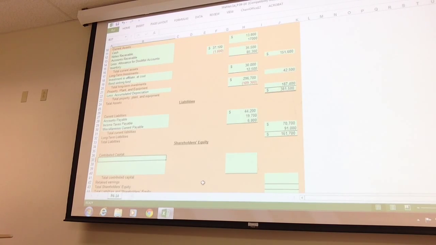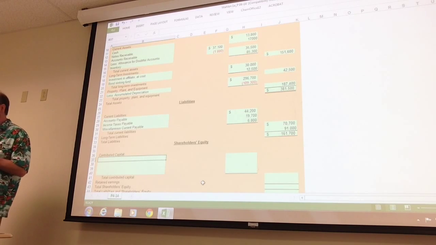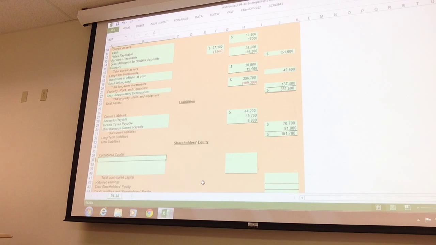So the preferred stock has a $50 par value. 2,000 shares were authorized with 140 shares issued at a price of $55 a share. So they have a total of 640 shares issued at year end. And so that's the preferred stock account of $32,000.